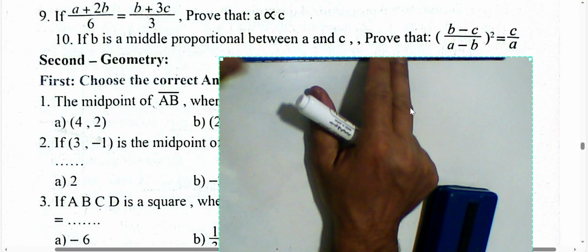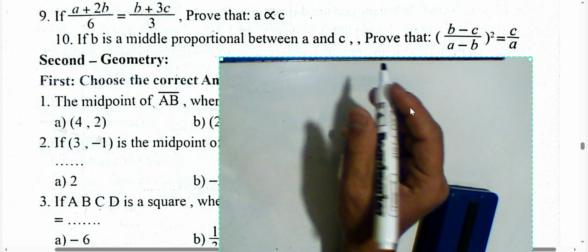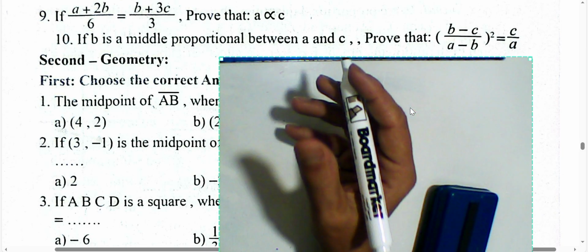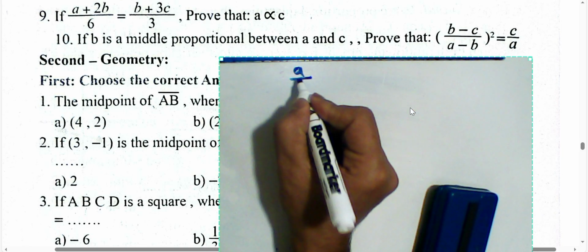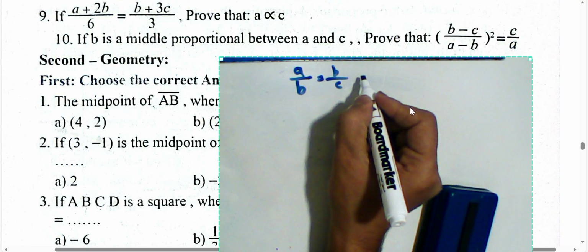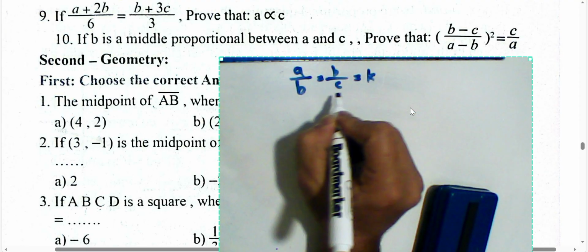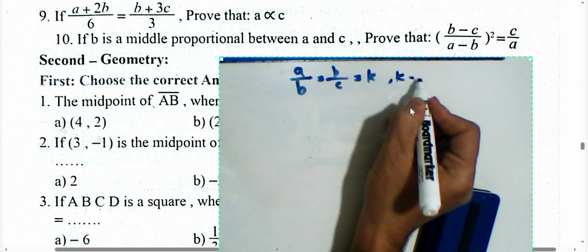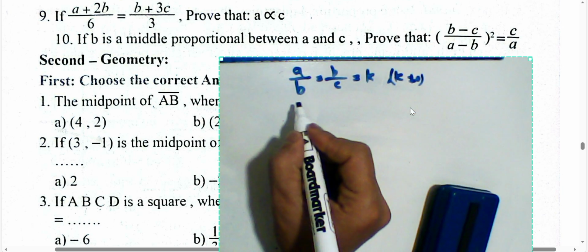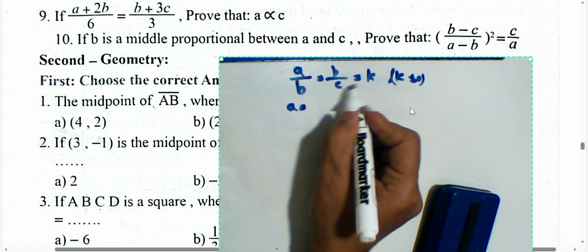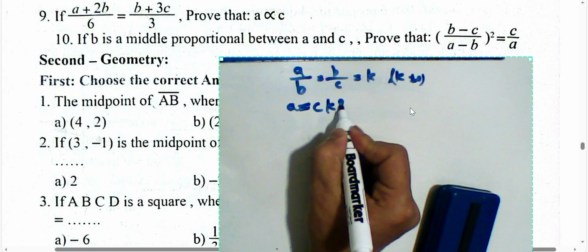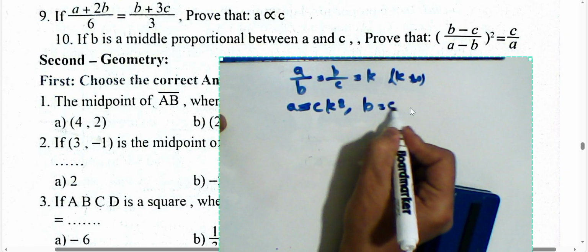Next question, number 10. b is the middle proportion between a and c. Prove that (b minus c) over (a minus b), all power 2, is equivalent to c over a. We have here b is the middle proportion between a and c. It means a over b is equivalent to b over c. Put here constant k, and k not equal 0. Then a will be c k power 2 and b will be equal ck.